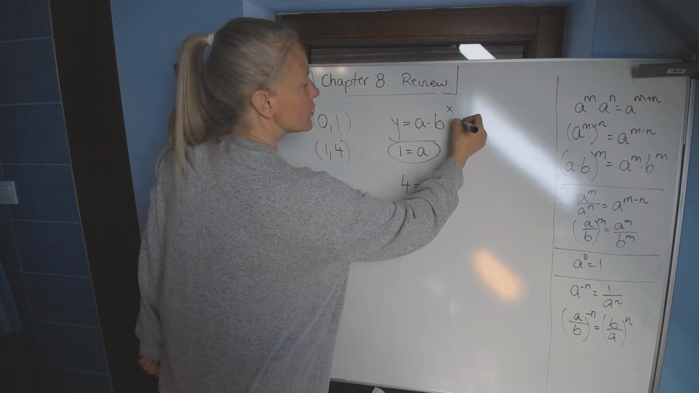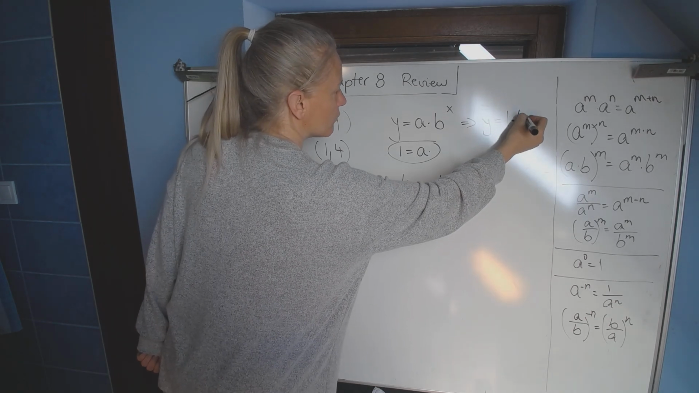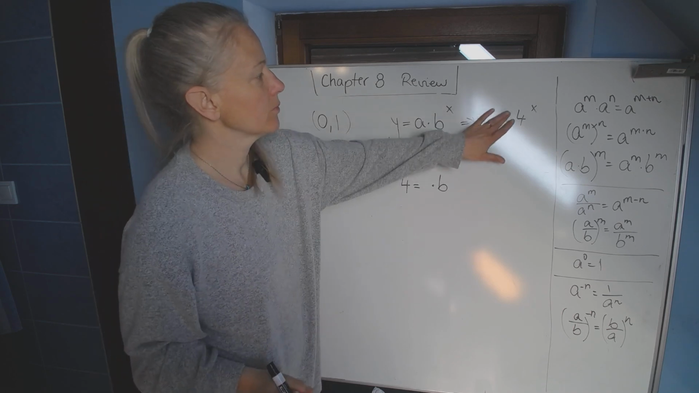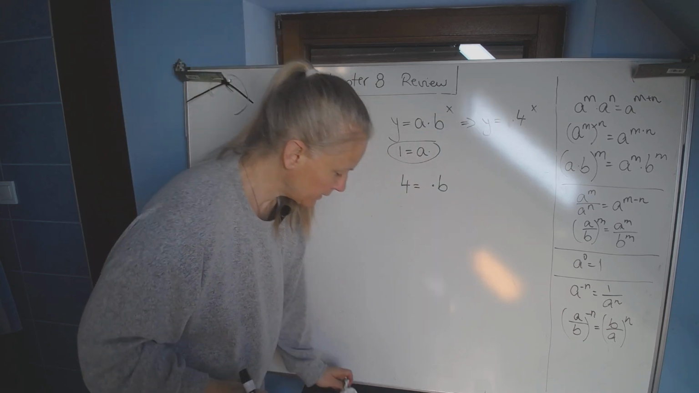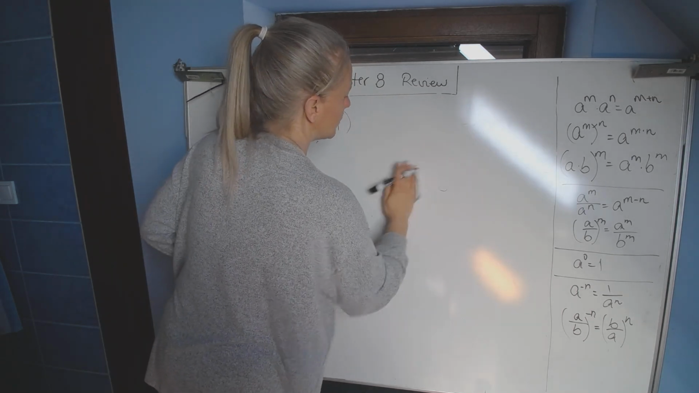B is 4. So my function becomes y equals 1 times 4 to the x, or you cannot put 1 in there if you don't want to. Okay? Let's do 41 too, just to make sure that we know what we're doing. Okay? I'm going to erase this.